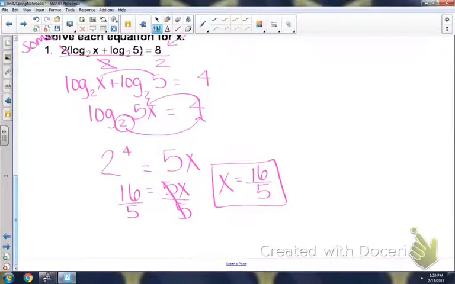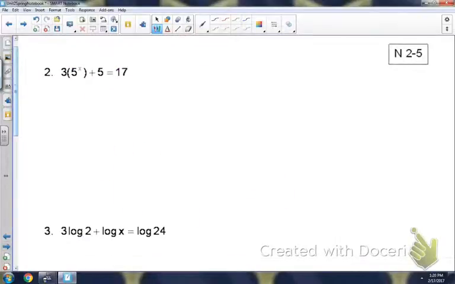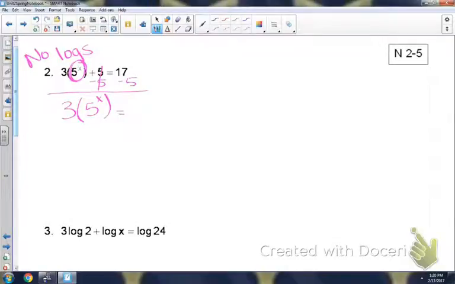Alright, let's look at number 2. Okay, so notice that we do not have a log in this equation. So this is no logs. If it's no logs, you want to isolate the base with the exponent. So circle it. We want to get that by itself. So I need to subtract 5 first. 17 minus 5, we get 12.